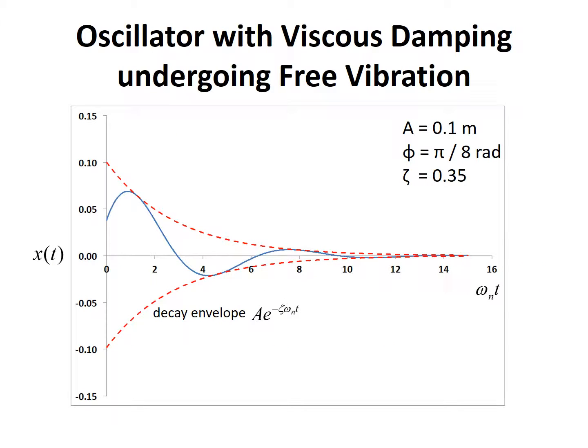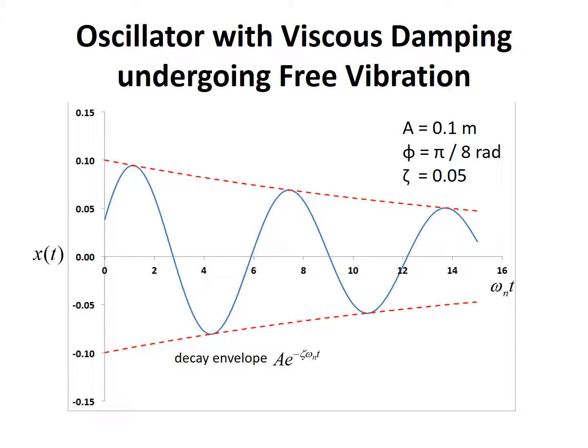Let's take a moment and look at representative time responses of an oscillator with viscous damping. The values of the parameters are shown in the top right of the plot. In this case, the damping ratio zeta is chosen to be 0.35. As the plot demonstrates, the amplitude of the free response decays with time. The red dashed line is the decay envelope A e to the minus zeta omega n t. This decay envelope bounds the oscillatory motion.